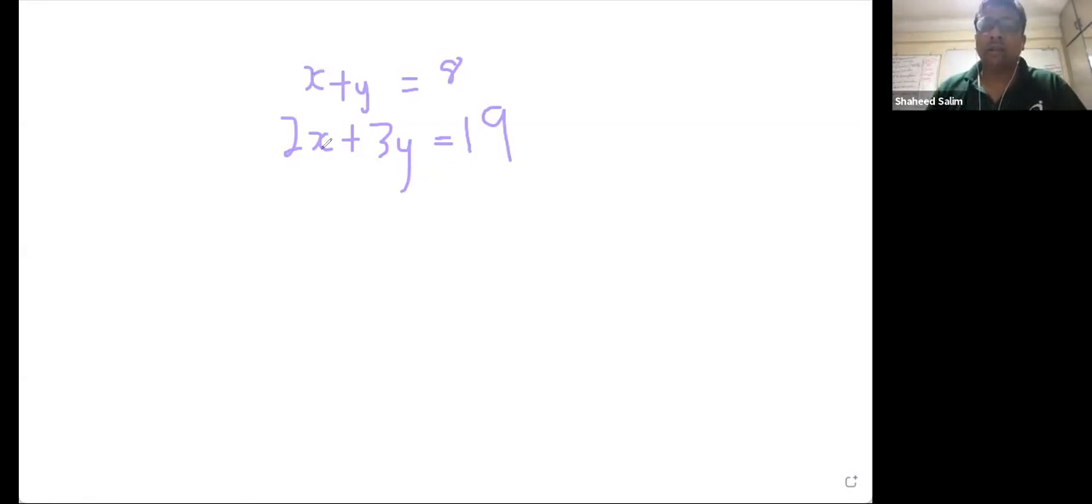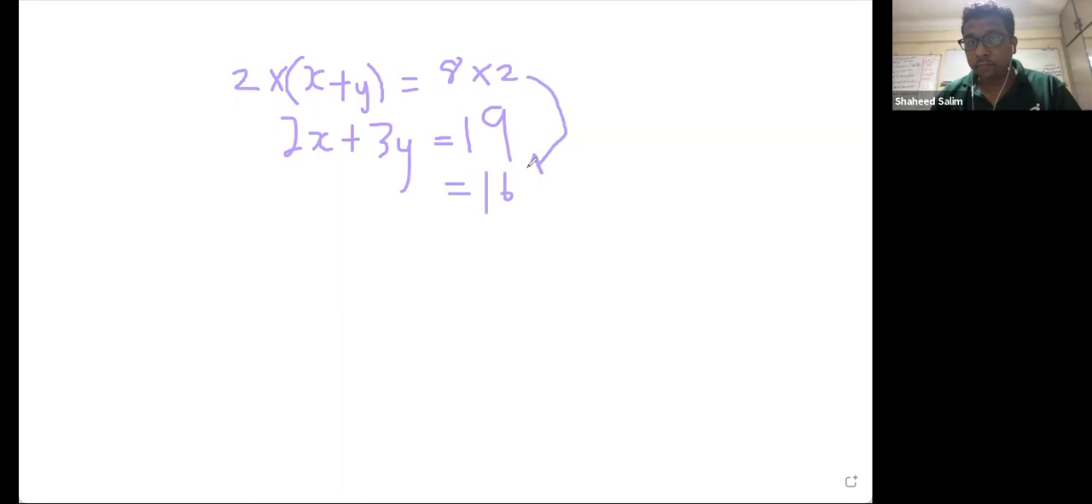This is x, x. Can you get rid of x by minusing? 2x cannot. But if you want to get rid of it, you can. You times this one by 2. Then you times by 2. Then you watch what happened. This one, 8 times 2 becomes 16. Can you see now? I put it here. 2 times x, 2x. 2 times y, 2y. Now you can minus. Can you see now?